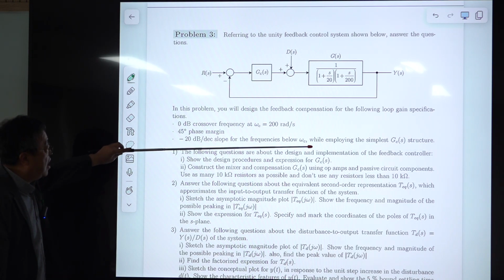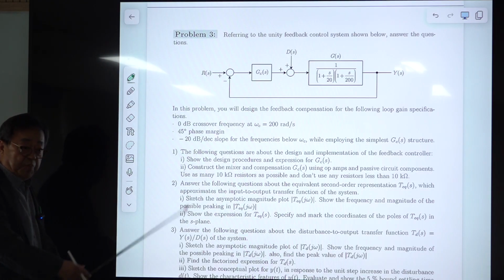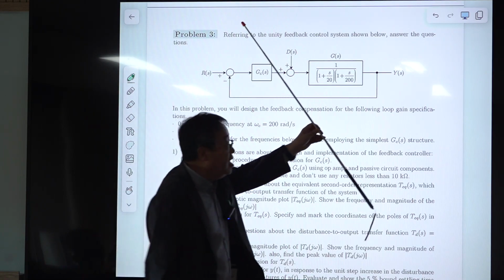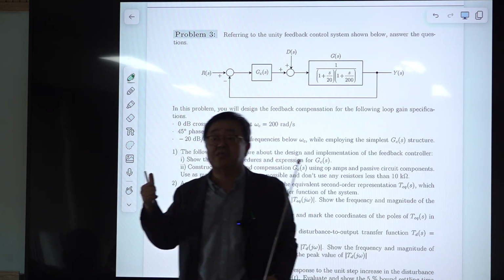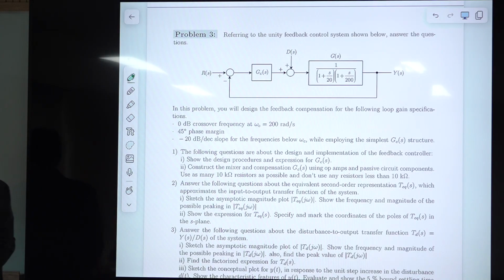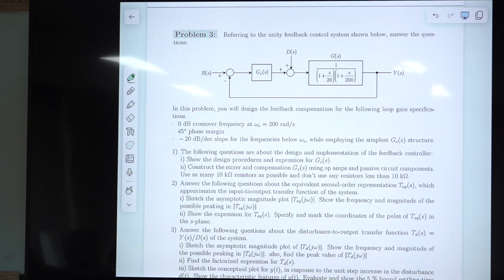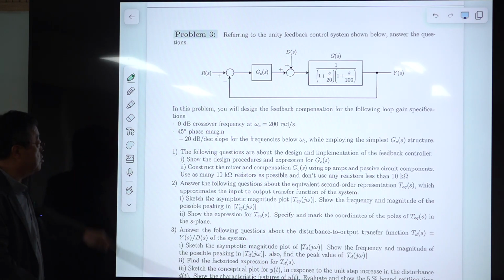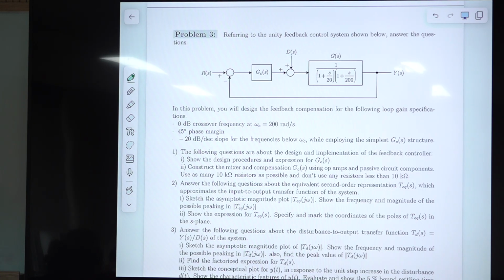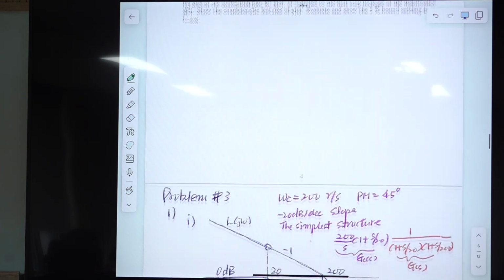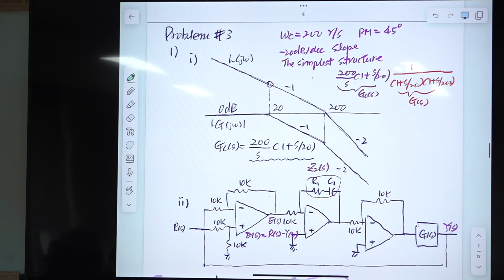-20 dB decay for the low frequency below omega c. So before the loop gain crossover frequency, this -1 slope, straight line, is the best possible loop gain characteristic. So if you can achieve that, achieving that is the obvious choice. And the following questions, okay? So design and analysis of everything. So let's go to the solutions.